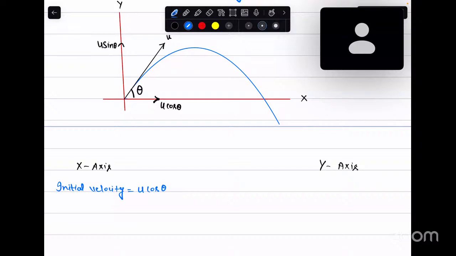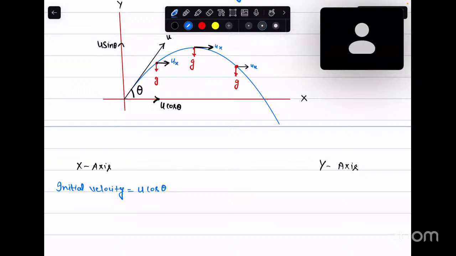And if you look at the direction of acceleration due to gravity, small g, it will always be downward. At every point of the motion, the acceleration due to gravity will be in the downward direction, which implies that if you take any horizontal component, acceleration due to gravity will make 90 degrees with this horizontal component of the velocity. Let me call it ux.